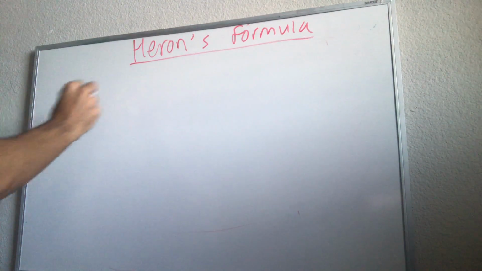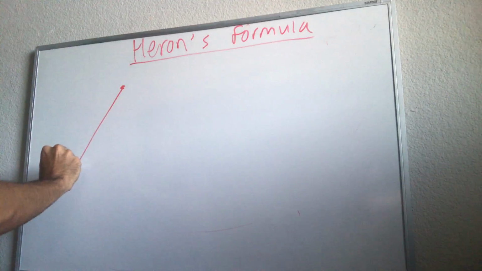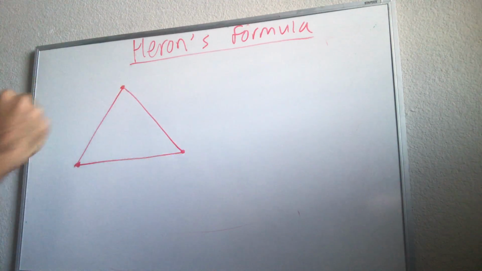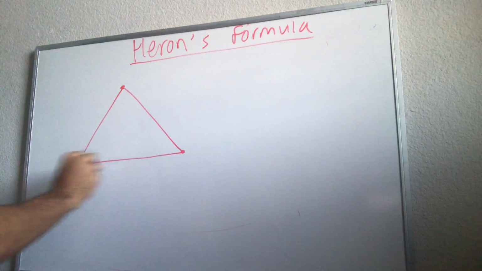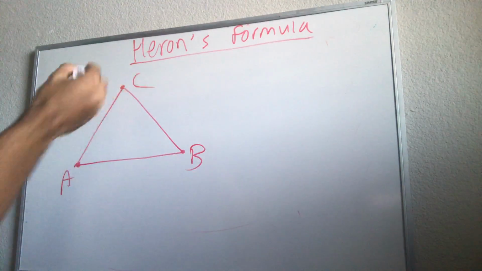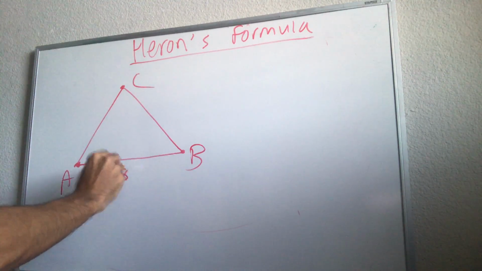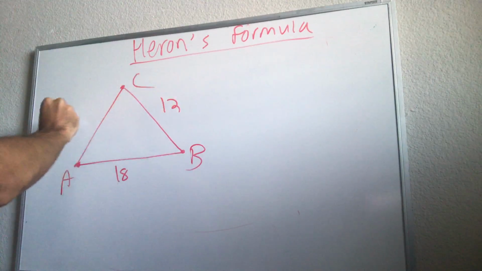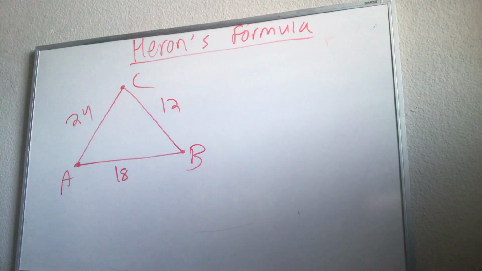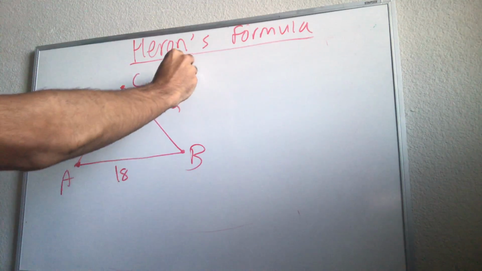So let me just give you an example. You may have a triangle, something like that. So A, B, C, right? And this may be 18, this may be 12, and this may be 24. And you have this type of triangle here. And so you're finding the semi-perimeter. So I'll just go over the formula here that you should know.